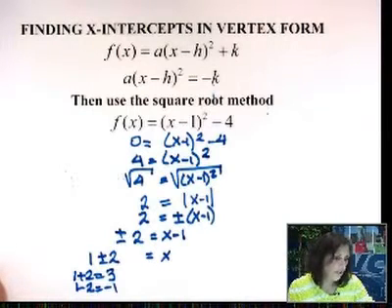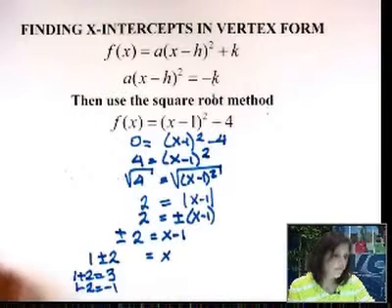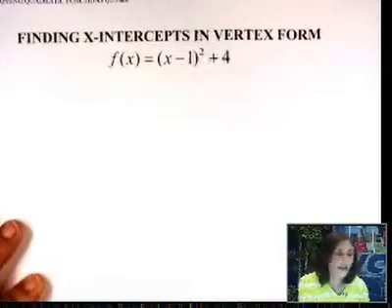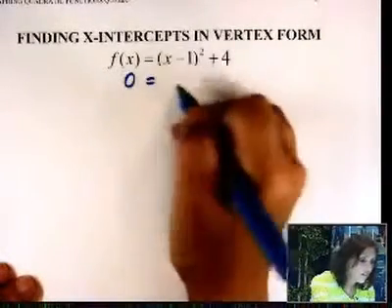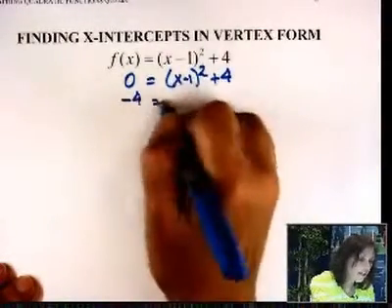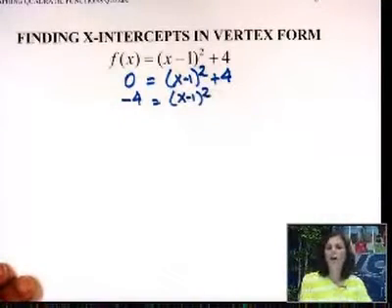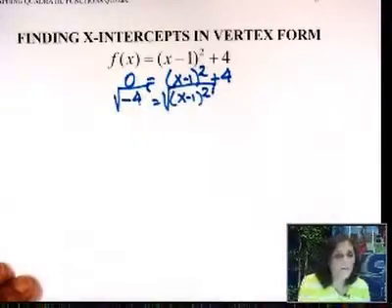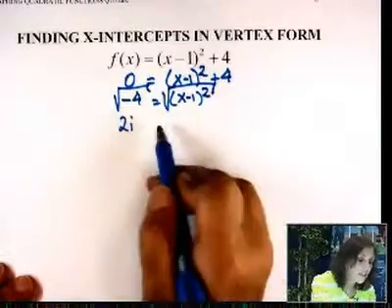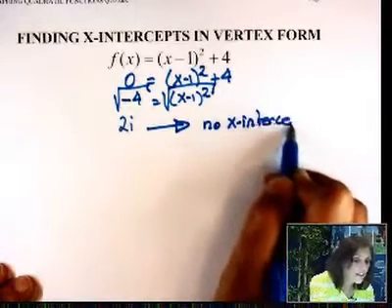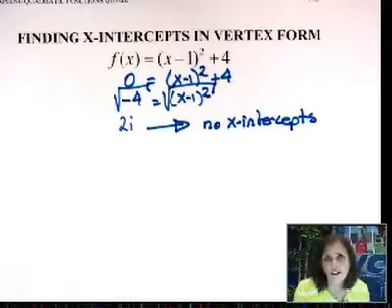So let's do another one. X minus 1 squared plus 4. Okay, how am I going to find the x-intercept? Same way. Set y to 0. Move 4 on the other side. Now you have a square root. And square root of a negative number, that's going to be imaginary. That means what? No x-intercepts. So you can actually stop at this point. So you know your parabola is floating.